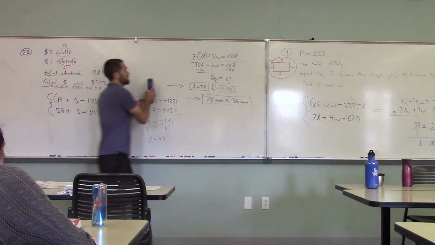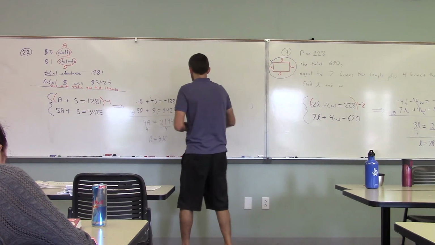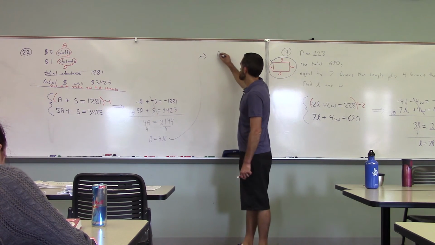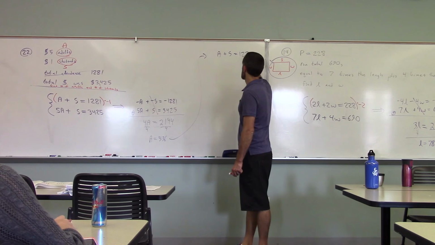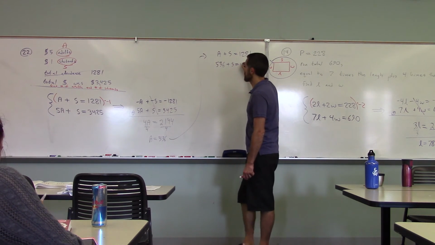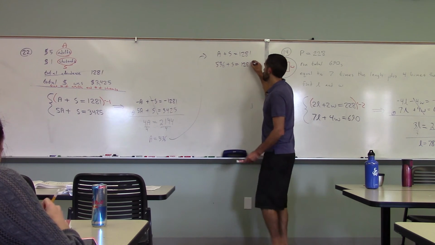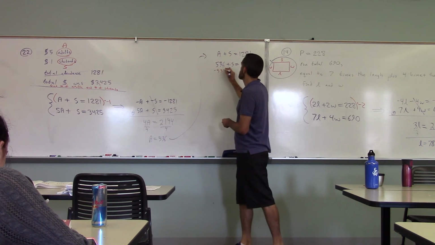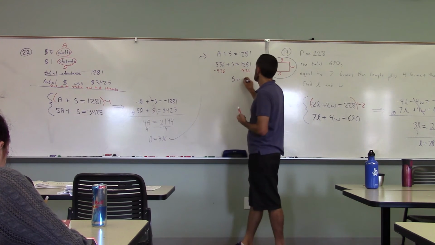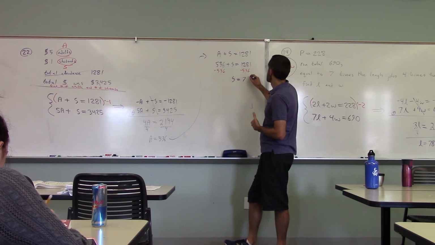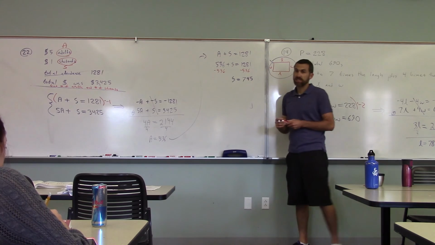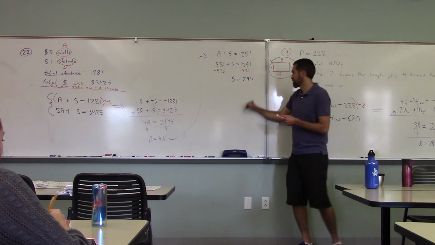So let me just erase the work from this other problem. So now plugging this into A plus S equals 1281, we get 536 plus S equals 1281. So we subtract the 536, subtract the 536, and we get S equals 745, probably. I did not sleep much last night, so I might be doing this arithmetic wrong.